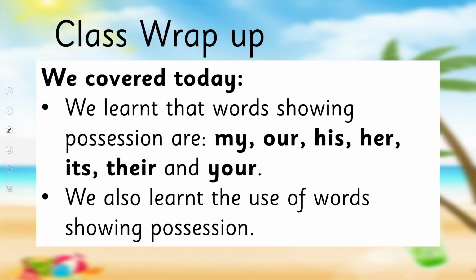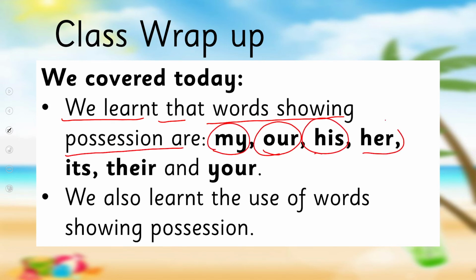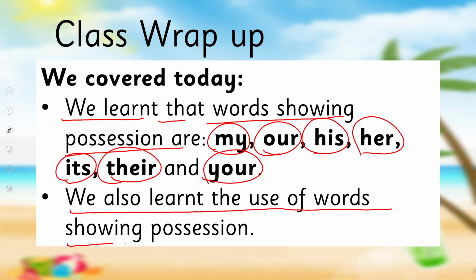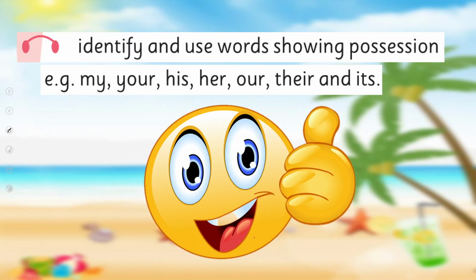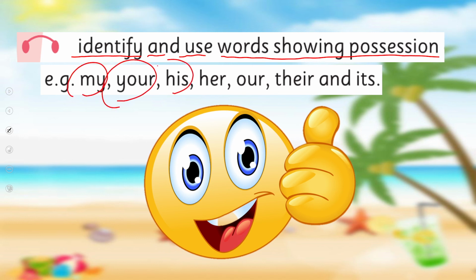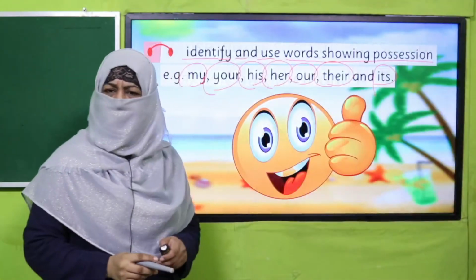So what have we learned today? We learned that words showing possession are my, our, his, her, its, their and your. We also learned the use of words showing possession. So in this way we achieved our SLO to identify and use words showing possession, my, your, his, her, our, their and its. Are we done with it?